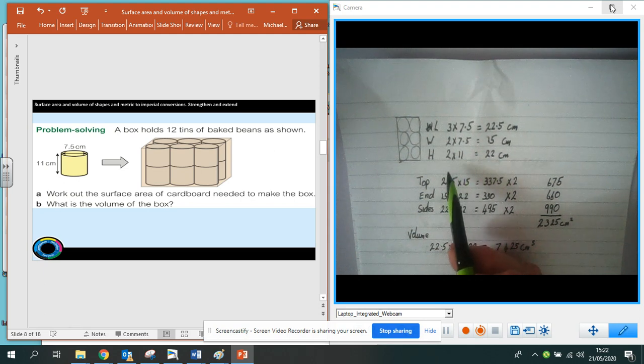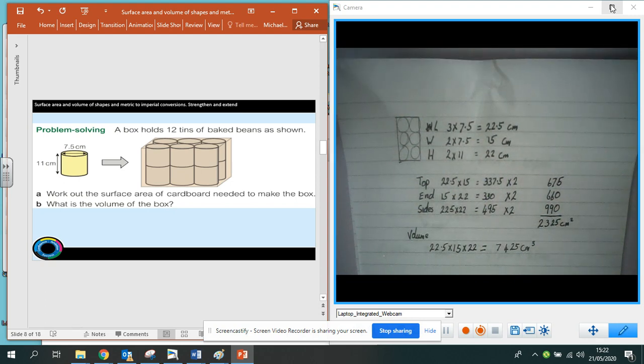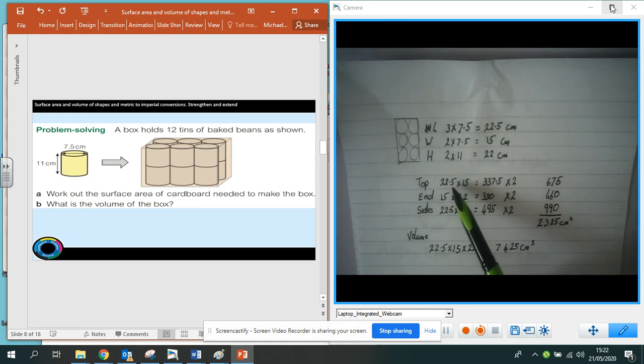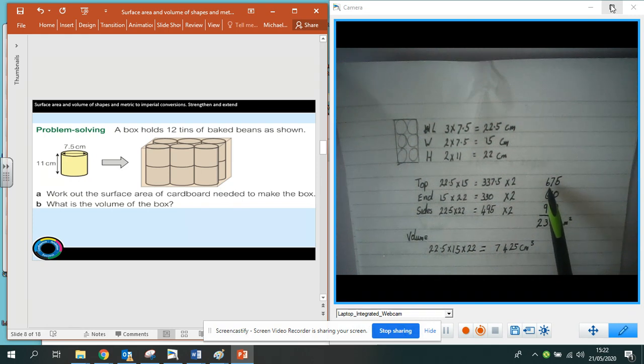And if we look at the height of the box, it's two tins, one on top of the other, and the tins are 11 centimeters tall. So the height of my box is going to be 22 centimeters. In terms of finding the surface area, the top is 22.5 times 15, 337.5. Top and bottom, so multiply it by 2 to give me 675.